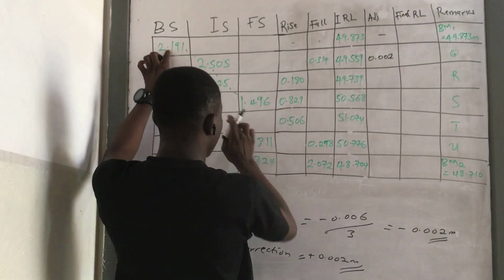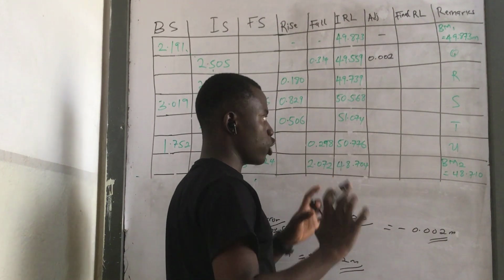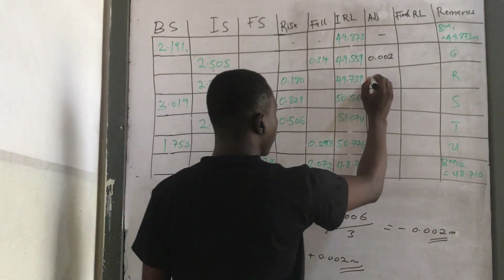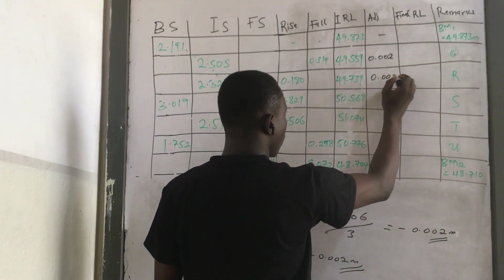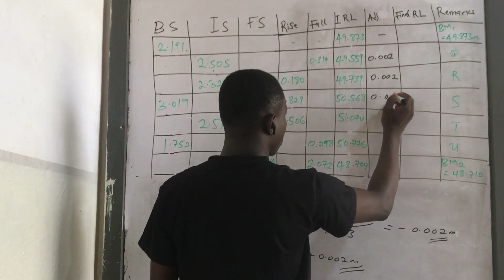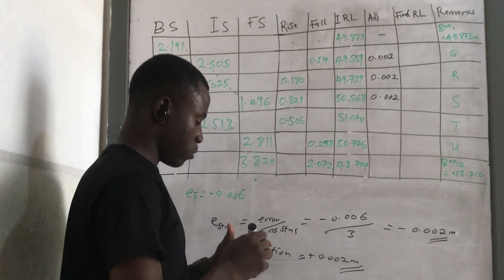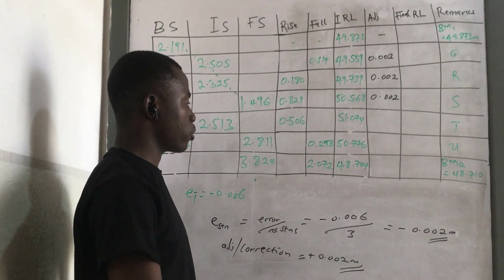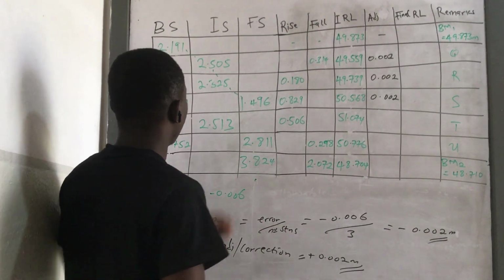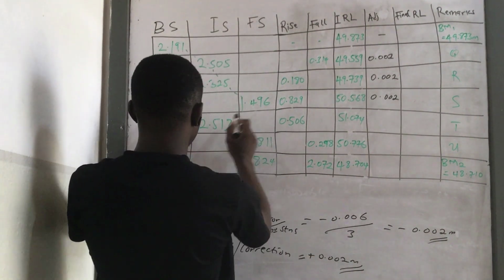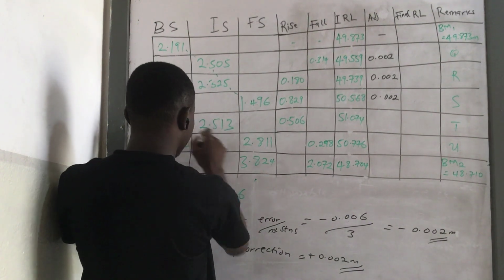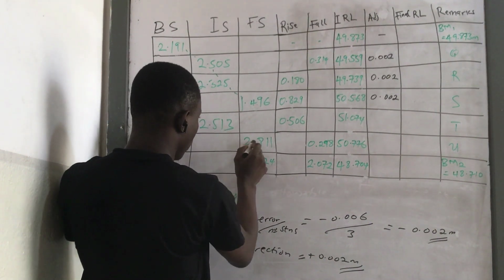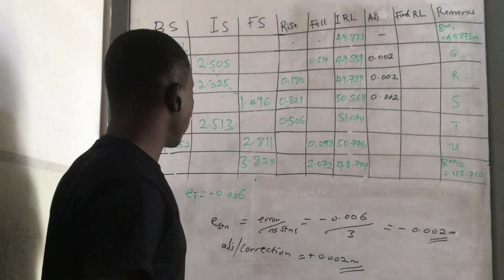Because these 1, 2, 3, 4 were read from the same station, it means that they all have the same error, like this, 0.002, 0.002, okay? But then we have a new station here starting from this place. 1, 2, 3. They have incurred a new kind of error.